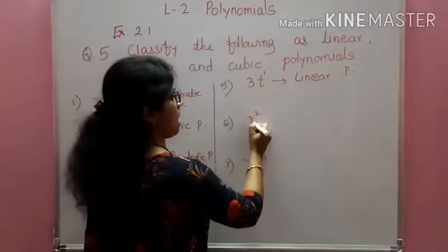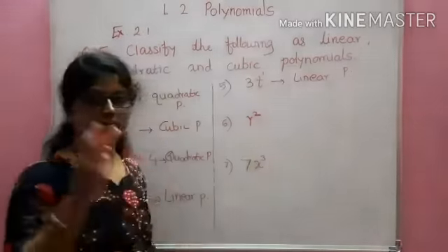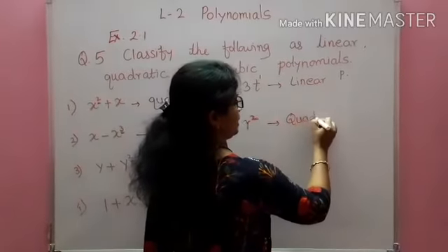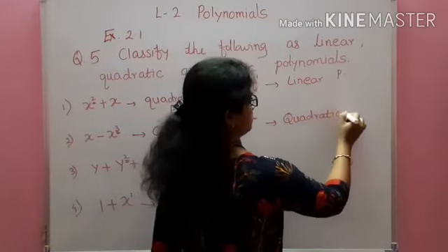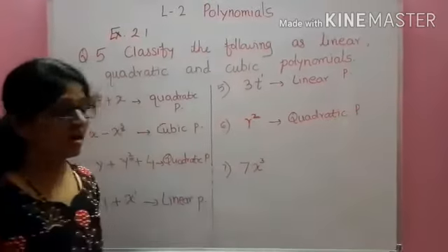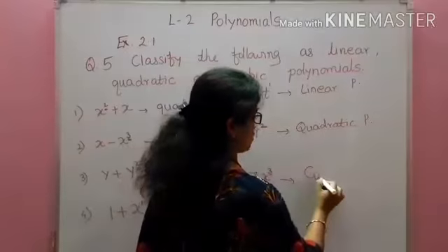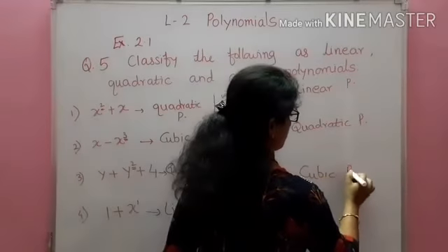Now here r square, highest degree is 2. So it is known as quadratic polynomial. 7x cube, the highest degree is 3. So it is known as cubic polynomial.